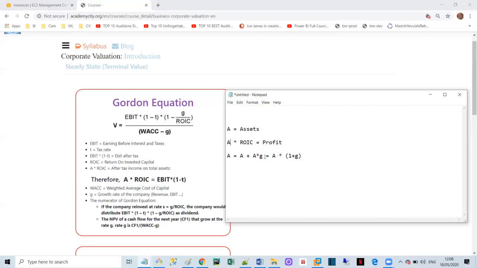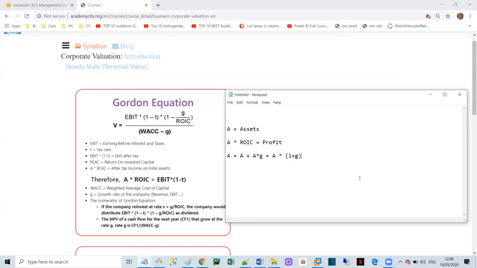And how much do I need to invest in order that A will go up by a rate of G? It's A times G. So far, so good? Okay, guys? Hello? I can't see you, so I can't really see your impression. Yes. Okay, good.